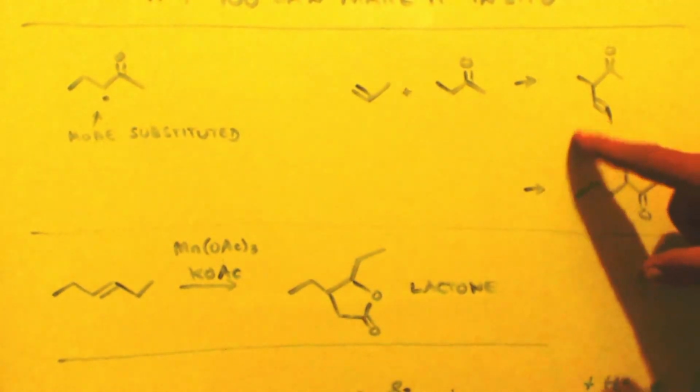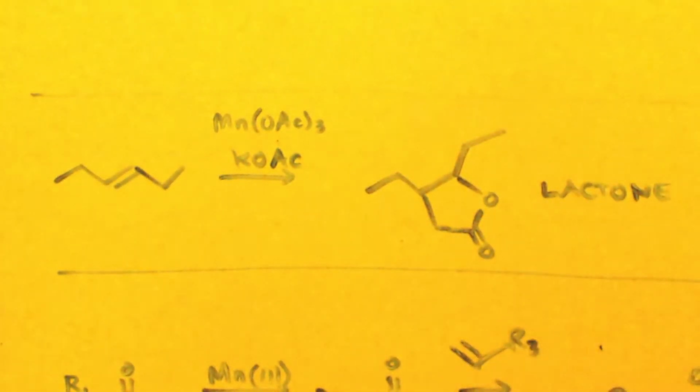But here's an example of how you can add these 2 chemicals together. You can make this with the double bond, or you can make it without the double bond. You can have your double bond and make a lactone.